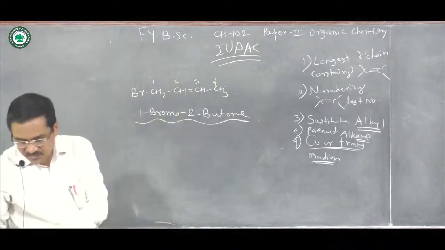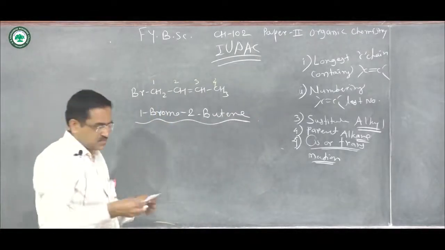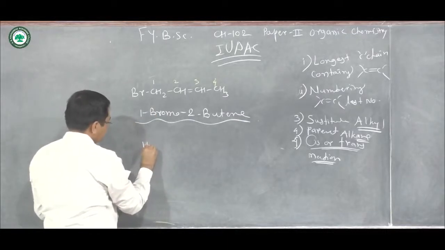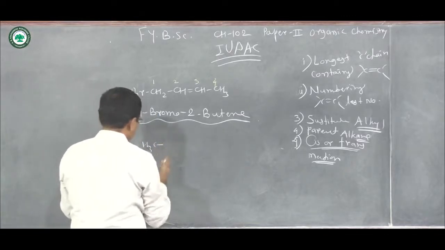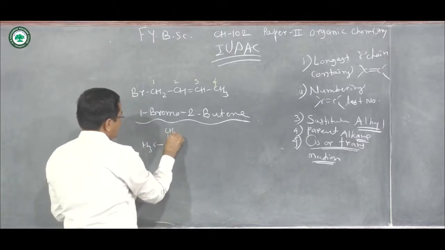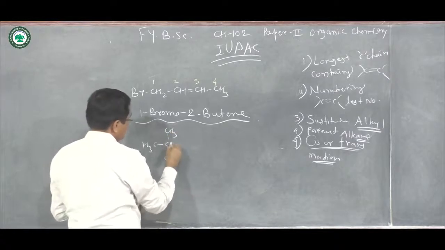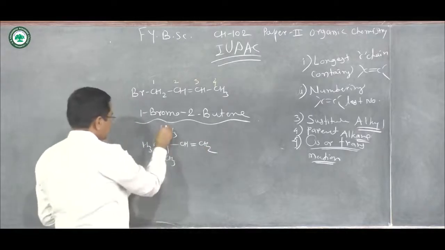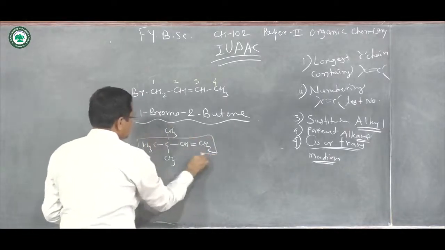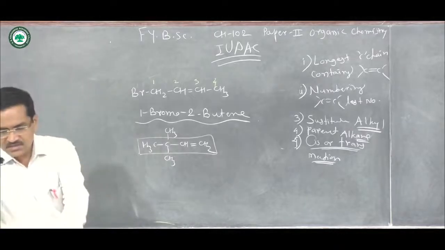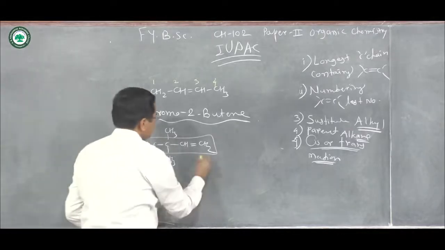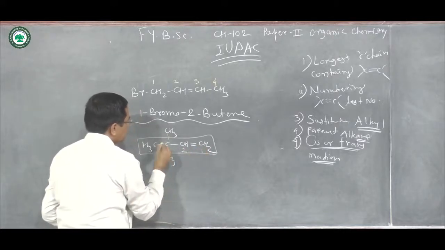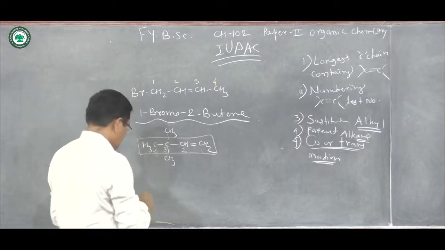One more example we take from some higher member. So here this is the longest chain having the carbon-carbon double bond. Then numbering 1, 2, 3 and 4.